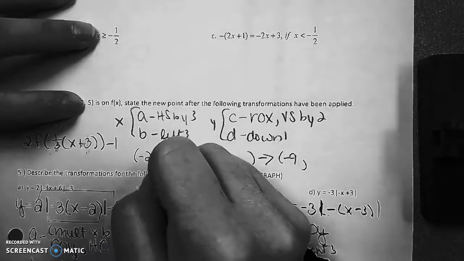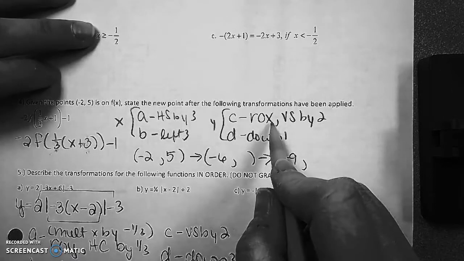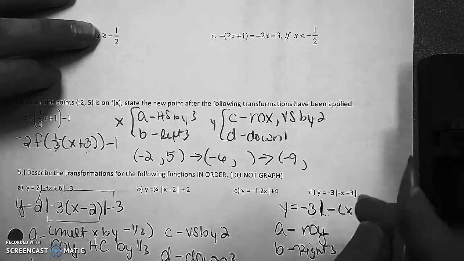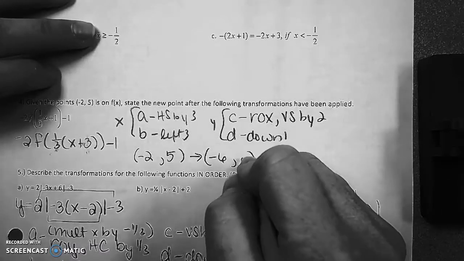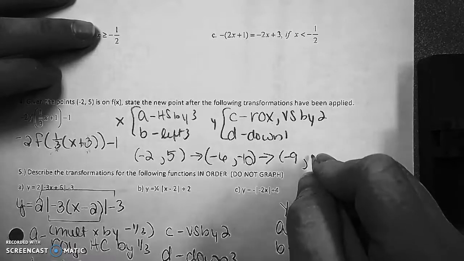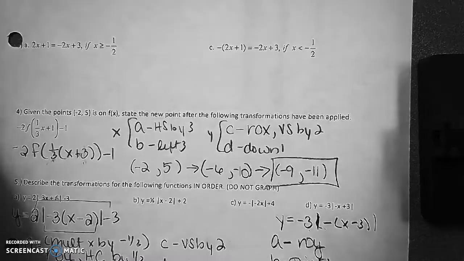Let's take our y. Our y is currently 5. I'm going to do a reflection over the x and vertical stretch. In other words, I can just take y and multiply it by negative 2. So 5 becomes negative 10. And then down 1, I'll be subtracting. And so there's our ordered pairs.